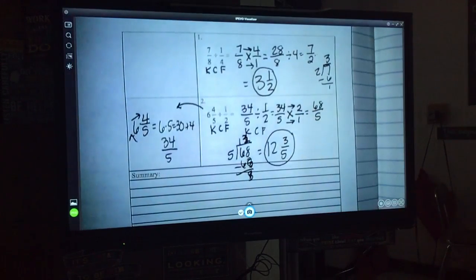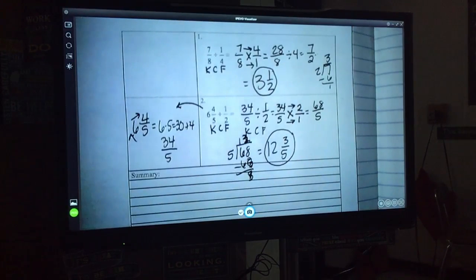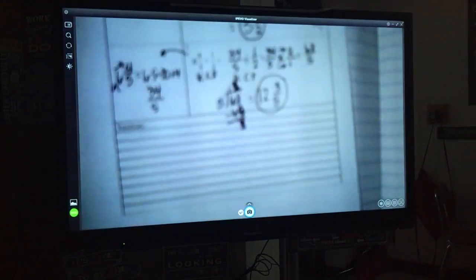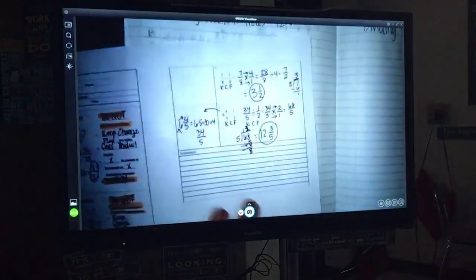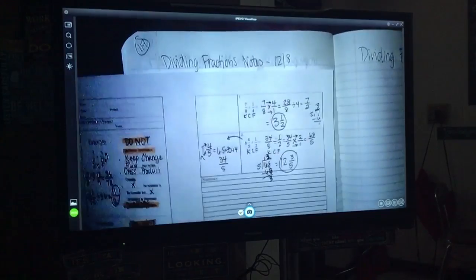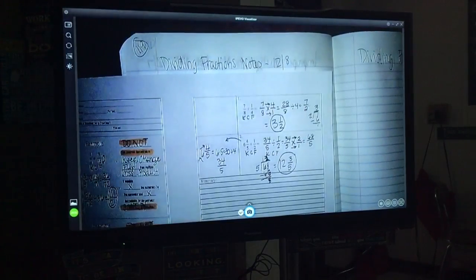Alright. Questions about dividing fractions? Alright. Take this, go ahead, glue it into your notebook. And then close your notebook so that I know we are ready to go over the rest of what we're doing today.